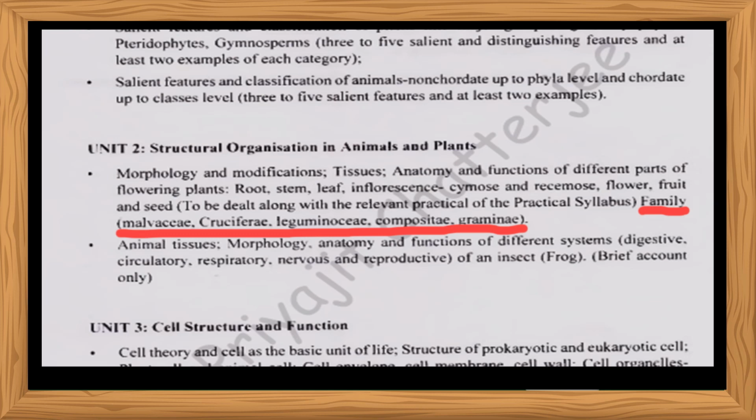Please find the Unit 2 portion of the new NTA syllabus, Structural Organization in Animals and Plants. In the last line of the first paragraph, you will find a few families like Malvaceae, Cruciferae, Leguminosae, Compositae and Gramineae. Among these five families, Cruciferae and Leguminosae were also mentioned in the earlier syllabus.